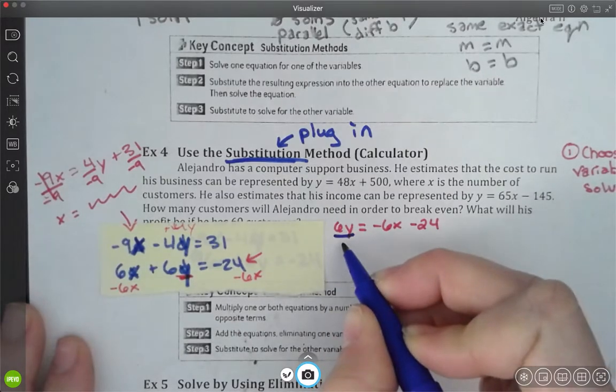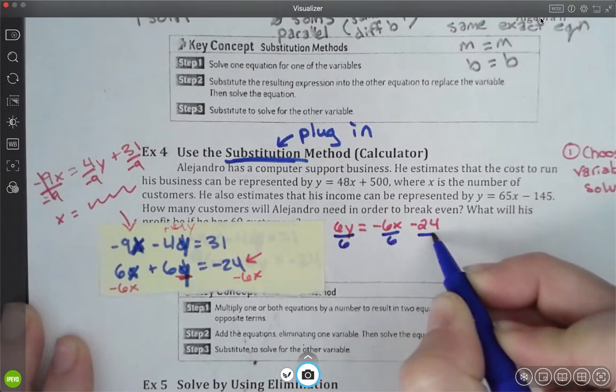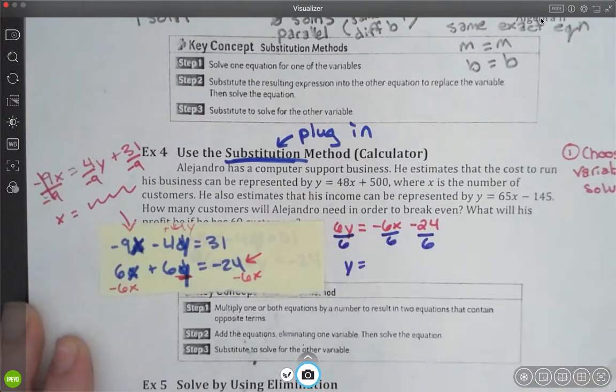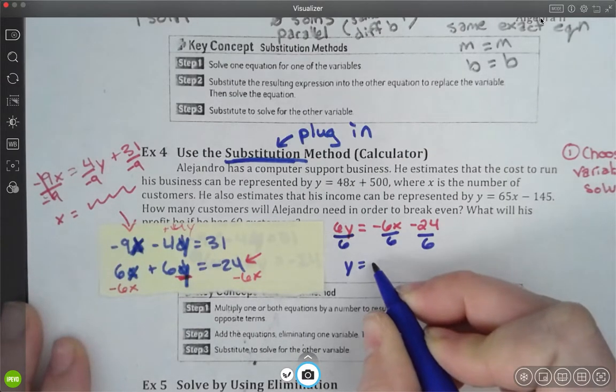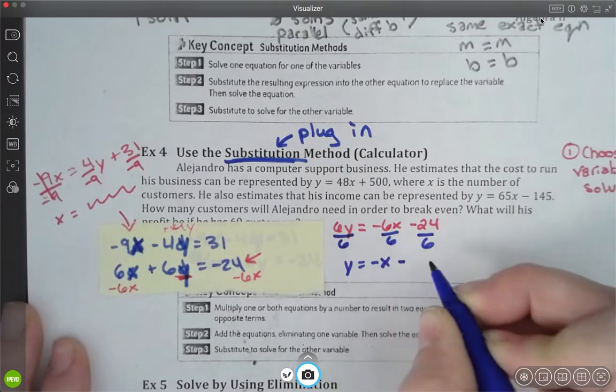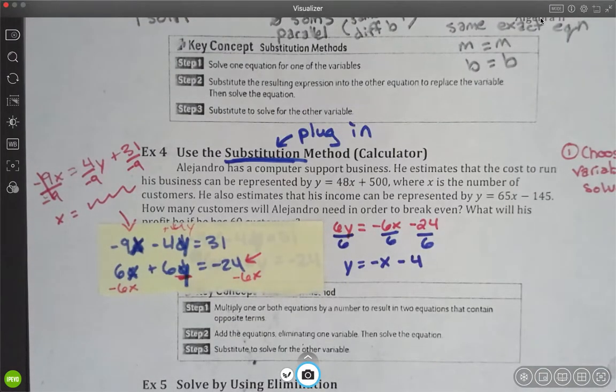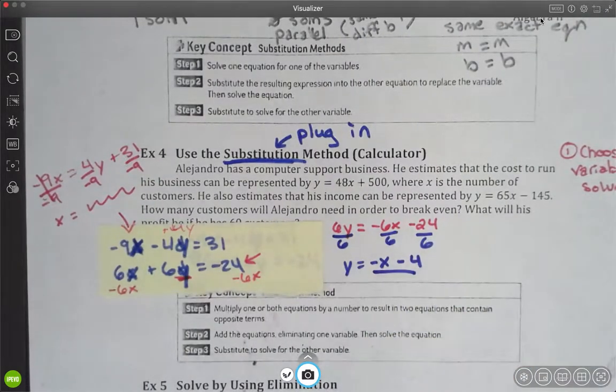Divide by 6, divide by 6, divide by 6. So we get y is equal to negative 1x, or just negative x, minus 4. Now the hard part is over. Everything is going to be fairly easy from here on out. I know that y is equal to this stuff. That is what y is.